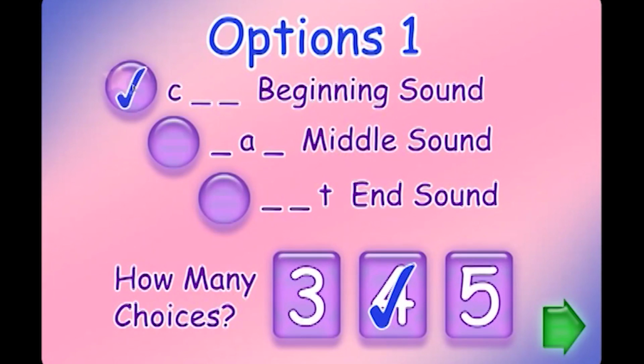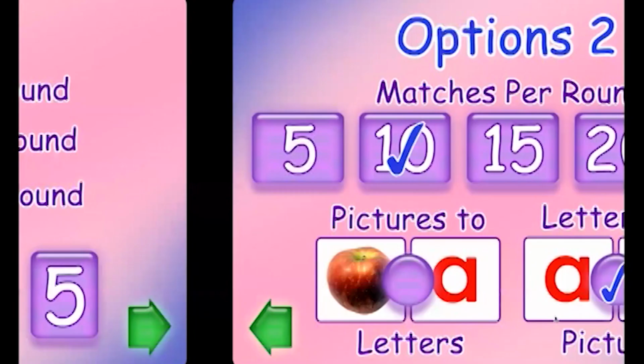For this one, we're going to start with beginning sound, and then down here you have how many choices, so 3, 4, 5. This is an app that uses multiple choice, and so if you want to give them 3 options to choose from, then you can choose 3, or you can have 4 options, or you can have 5. For the training purposes today, let's go ahead and go with 3.